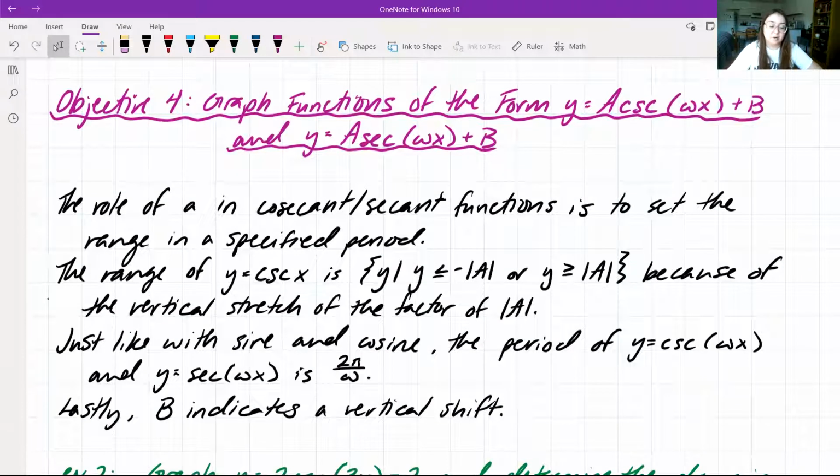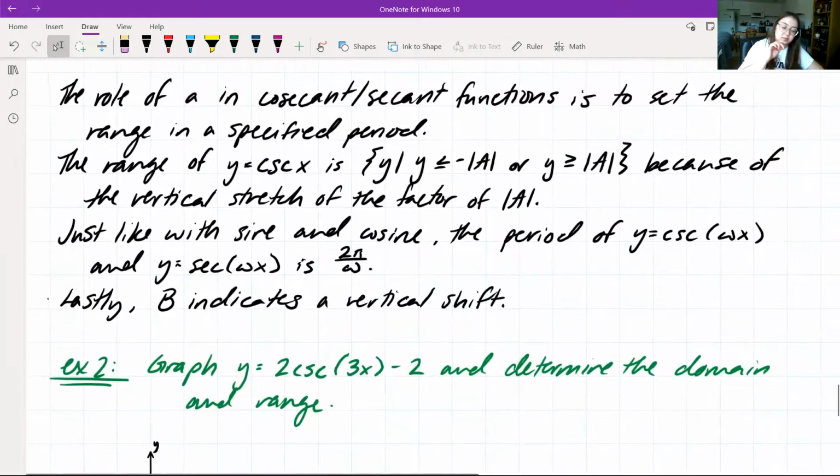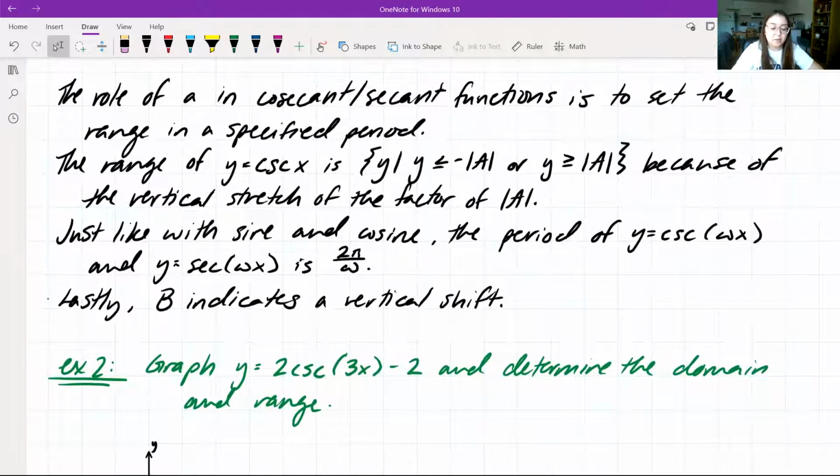So objective 4, we want to graph the functions of the form y is equal to a cosecant of omega x plus b, and y is equal to a secant of omega x plus b. The role of a in cosecant and secant functions is to set the range in a specified period. So that's a capital A, the amplitude.